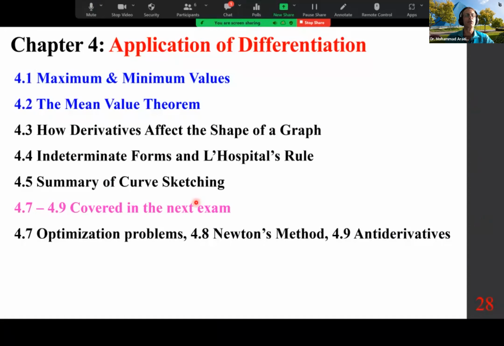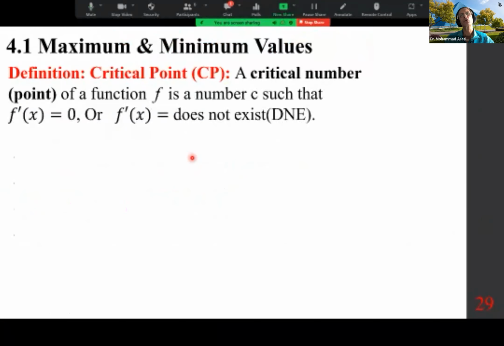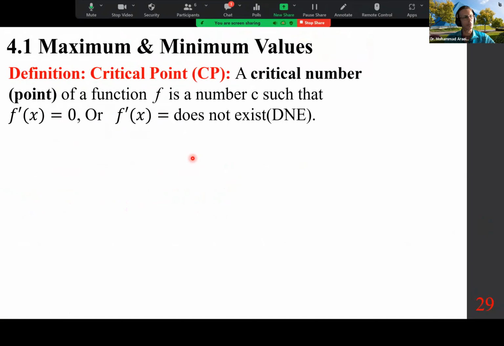In this section, we're going to cover all the way to 4.5. So ultimately, we get to how derivatives affect the shape of a graph, indeterminate forms and L'Hopital's rule, and summary of curve sketching, and we leave the rest of them for the next exam. So let's get started with a very basic definition.